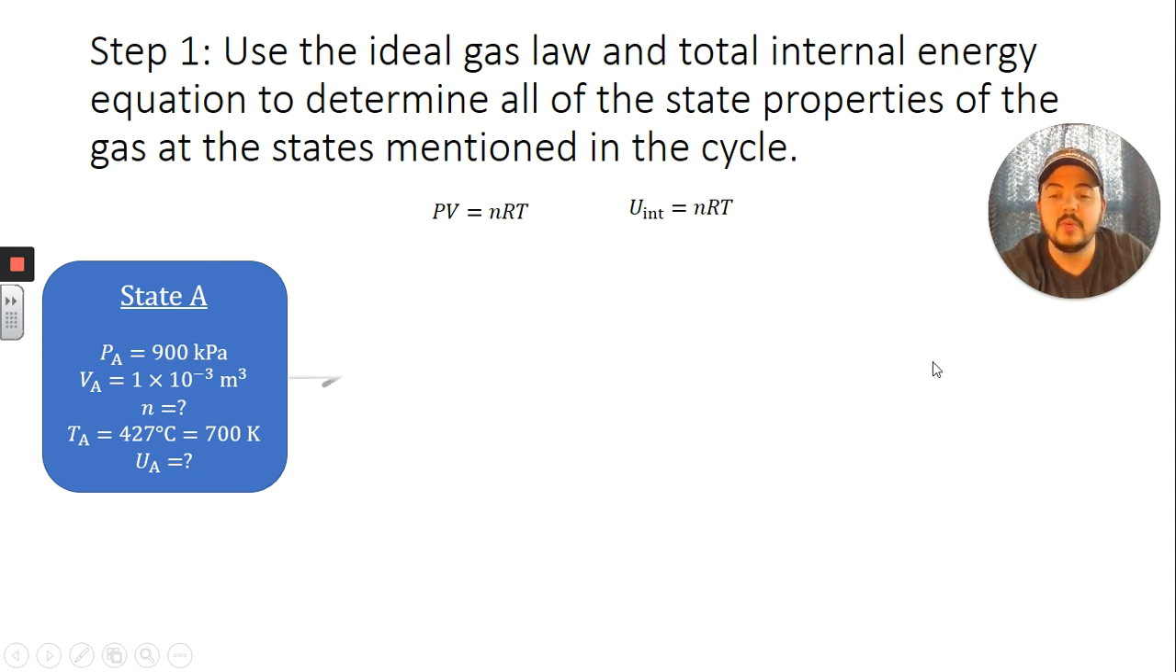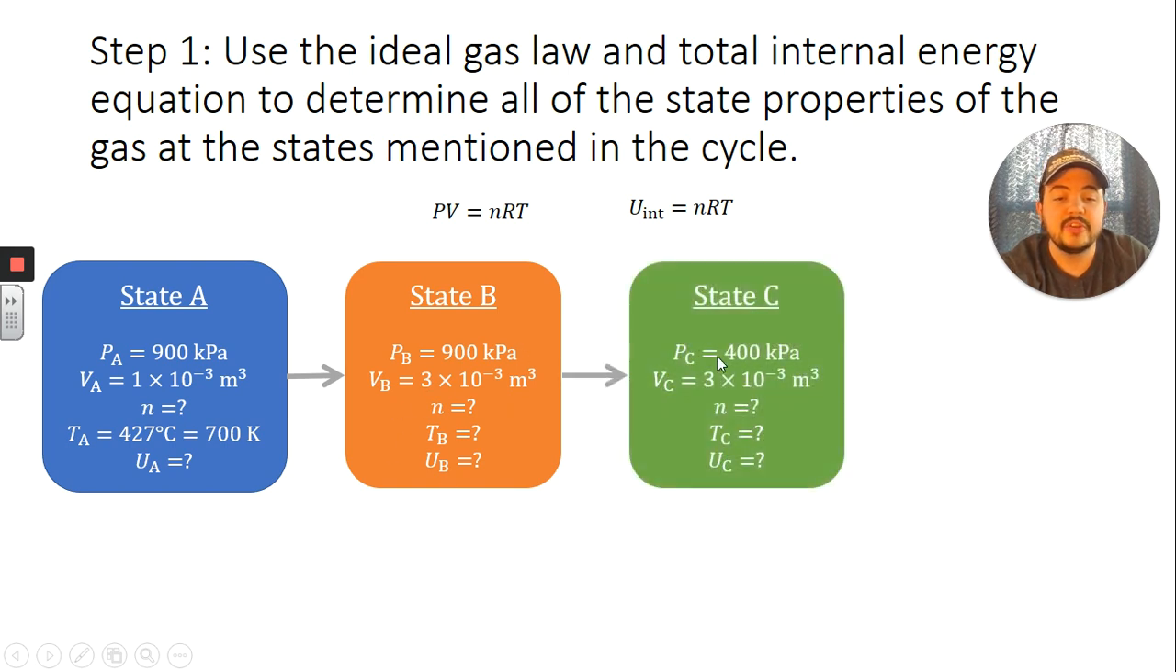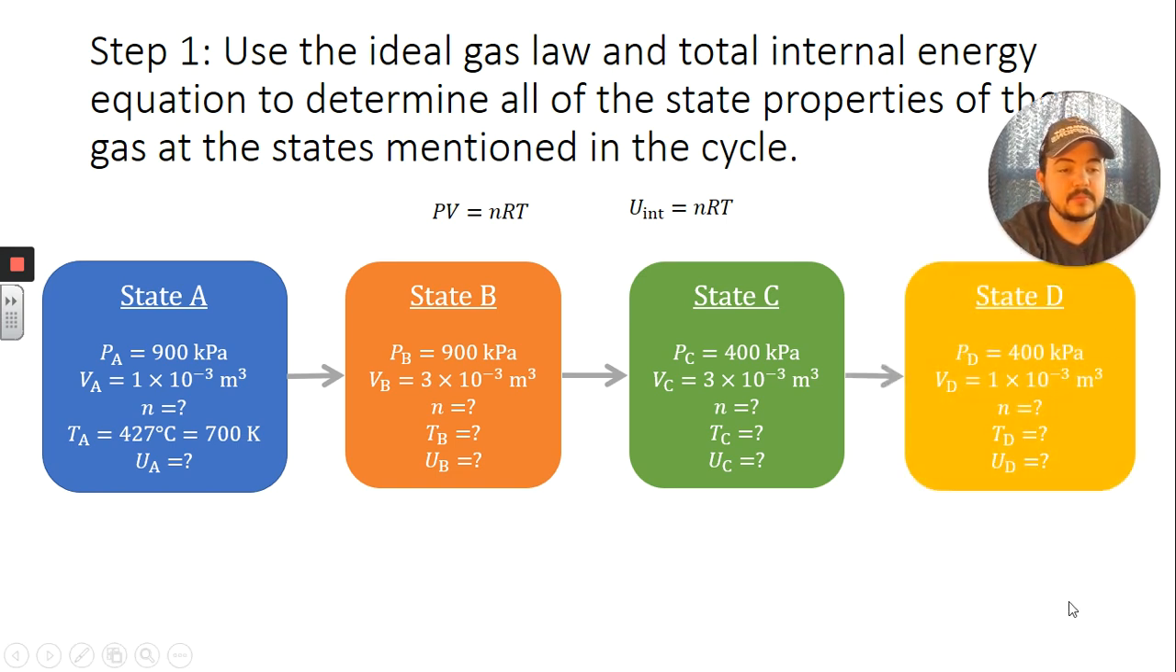From state A, we went to state B. State B stayed at that same pressure, but it expanded to 3 liters. Don't know any of this. State C reduced pressure to 400 kilopascals, but it maintained that same volume at 3 liters, or 3 times 10 to the minus 3 cubic meters. State D, we maintain that low 400 kilopascal pressure, but we contract back to the original 1 liter volume.